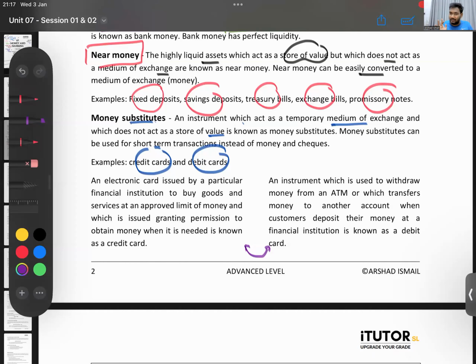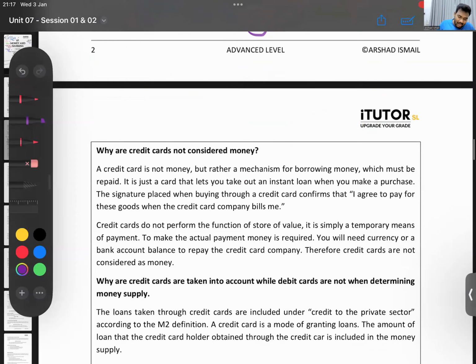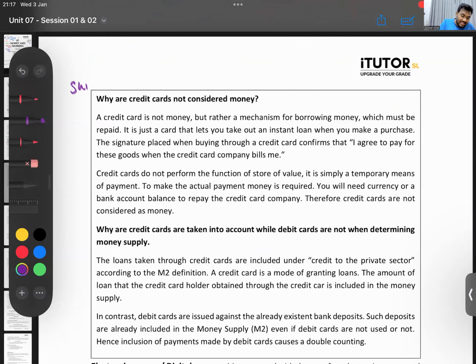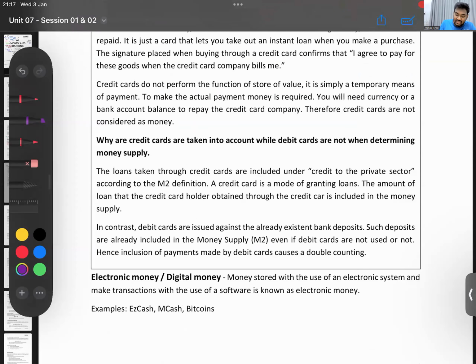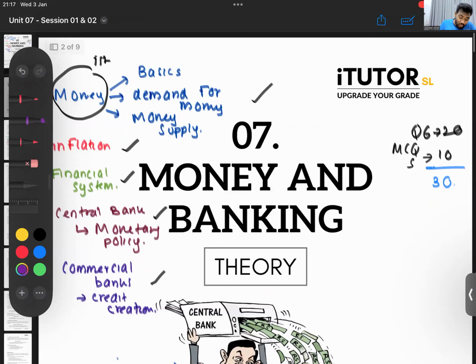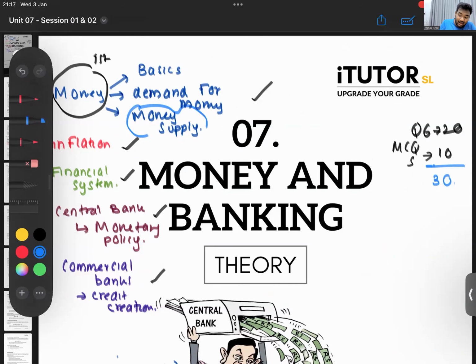Now this part I will skip for now because I have not taught you all money supply yet. There are two interesting areas: why are credit cards not considered money, and why are credit cards taken into account while debit cards are not when determining money supply? So far I have not taught you money supply. Remember I told you on the first page. You need to know this part to understand that. Since we have not done it, I will skip it and come back.